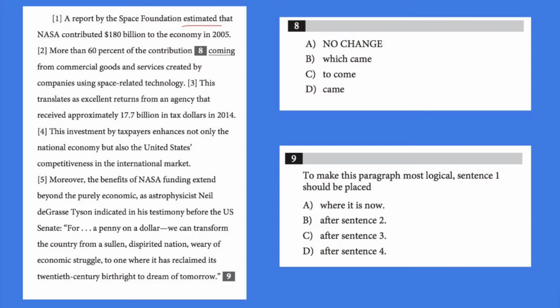Furthermore, D is in the past tense, which would be in line with the rest of the paragraph's tense. Let's start reading from sentence 2 and place the correct answer from question 8 in. You can see how the paragraph flows much better.